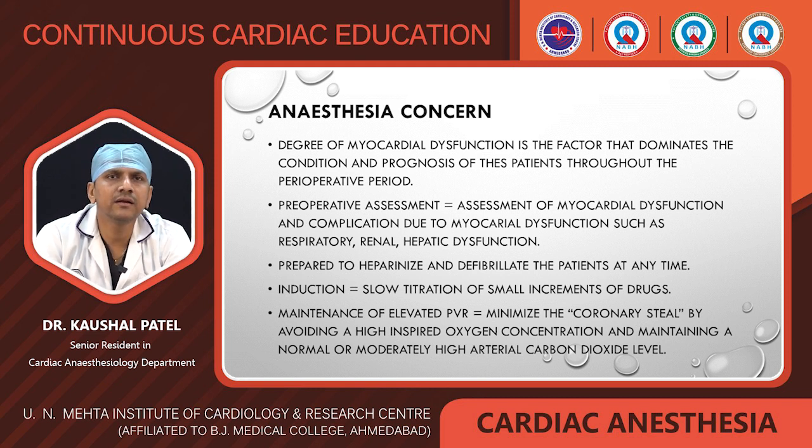The induction is mainly slow titration with small increments of the dose, because this patient is in a chronic low output state, so sympathetic stimulation is high. If we give a higher dose of propofol, fentanyl or etomidate, the sympathetic supply to the heart is cut off, which can decrease the cardiac output and precipitate low cardiac output syndrome. So the induction should be slow with small increments of the drugs.